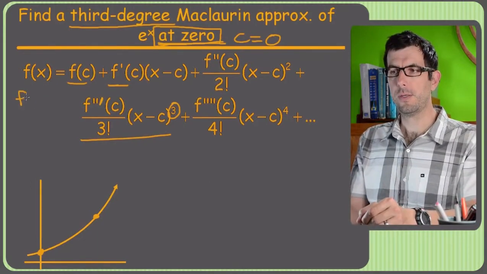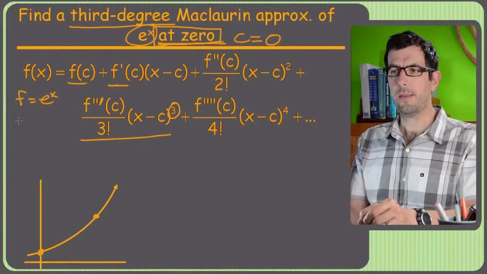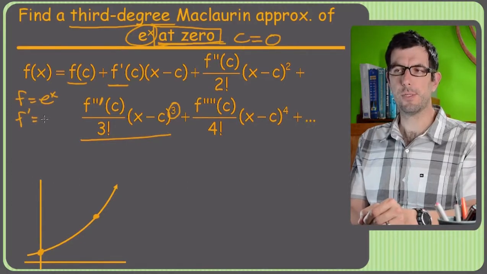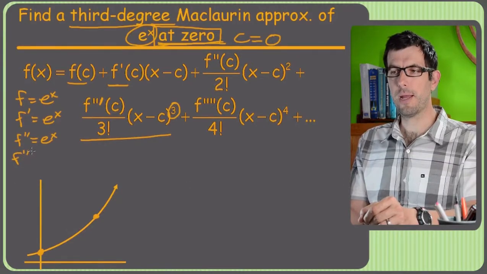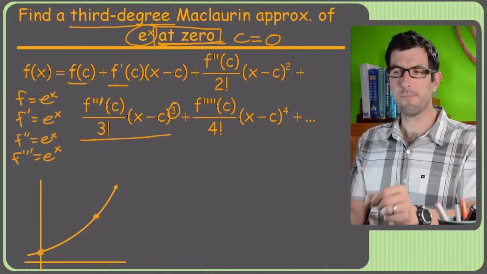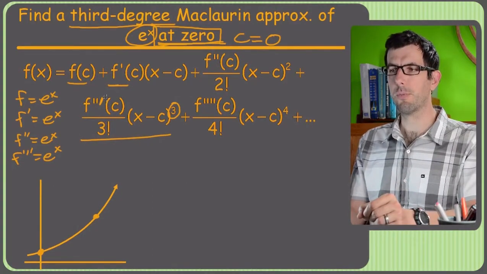So you know that f equals e to the x, because that's what we're approximating. Then f prime is just the derivative of that, which is, guess what, e to the x. And then f double prime is e to the x, and f triple prime equals e to the x. And I think that's the last one I need, because the third degree term has a triple prime. All right, so now we can just plug and chug.